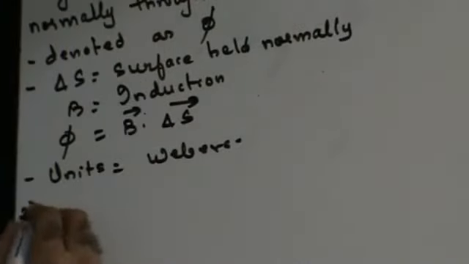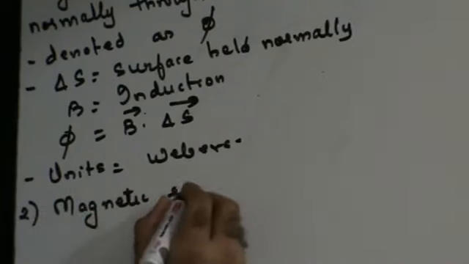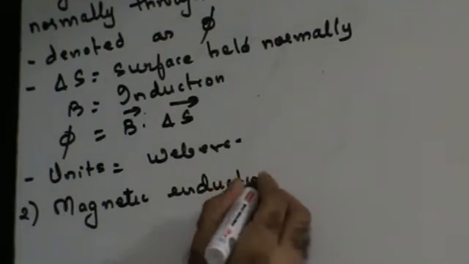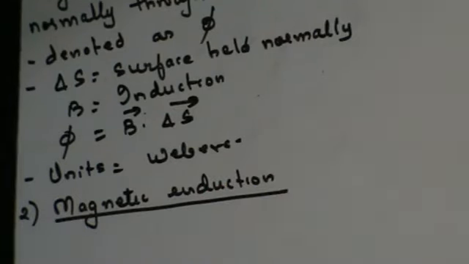Next, magnetic induction. What do we understand by magnetic induction? I had already explained this to you. Magnetic induction is defined as the number of magnetic lines crossing per unit area. The difference between flux and induction is, in flux it is the number of lines through any area, in magnetic induction it is through unit area. Fine, do we get this clear?